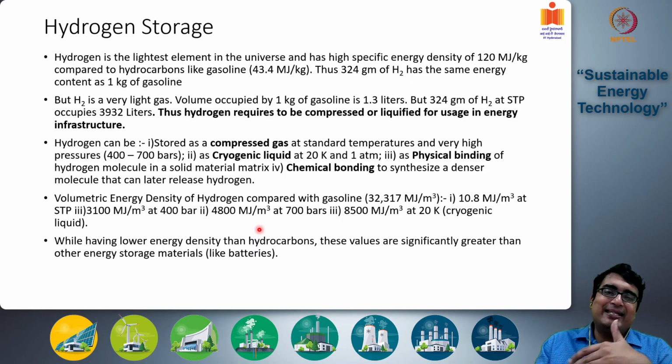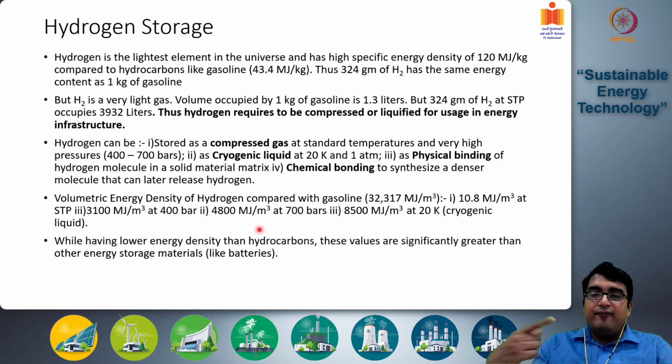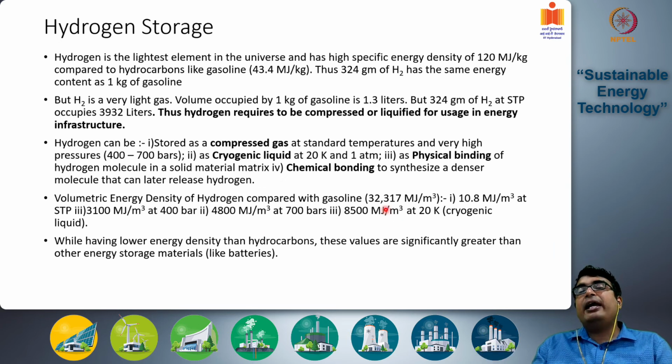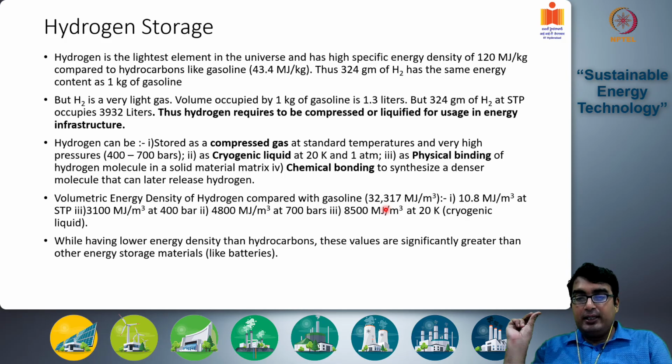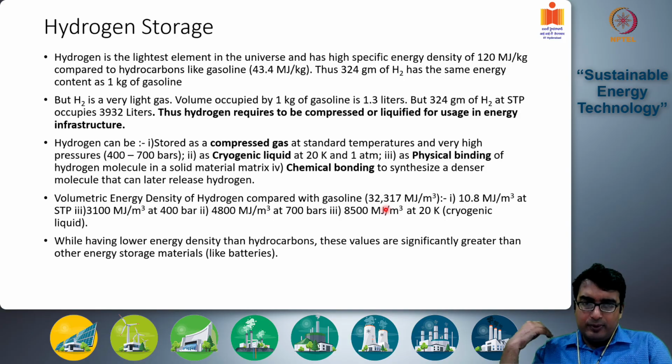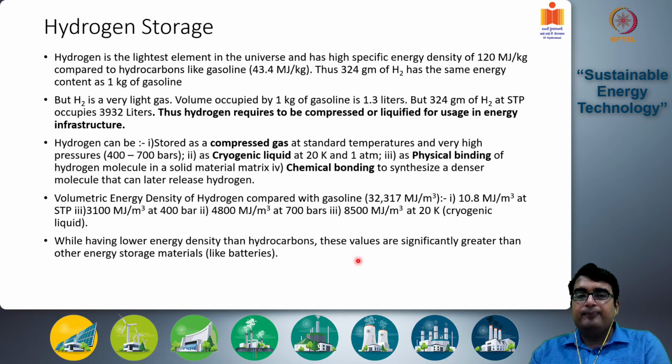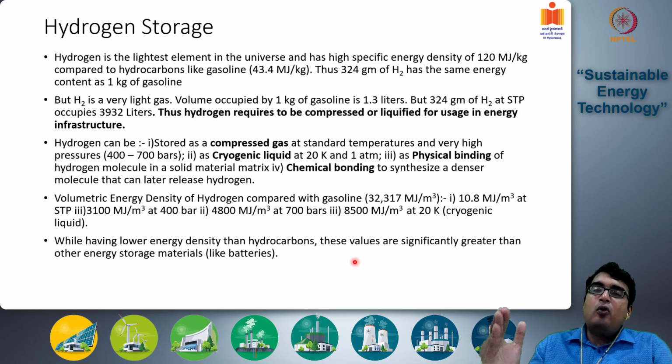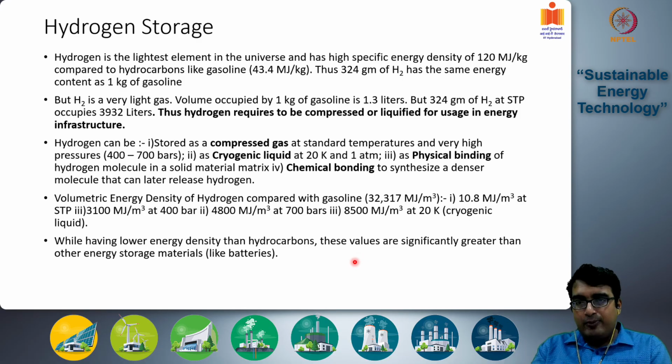So between 6 and 7 times lower than the energy density of gasoline. Okay. And finally, if you go to a cryogenic liquid at 20 kelvins, it will go to 8,500 megajoules per meter cube. So around 4 times lower, somewhat less than 4 times lower than that of gasoline. Okay. So from 10 megajoules per meter cube to 3,100, 4,800 and 8,500 megajoules per meter cube. Okay. Now these are all lower energy densities than standard hydrocarbons.